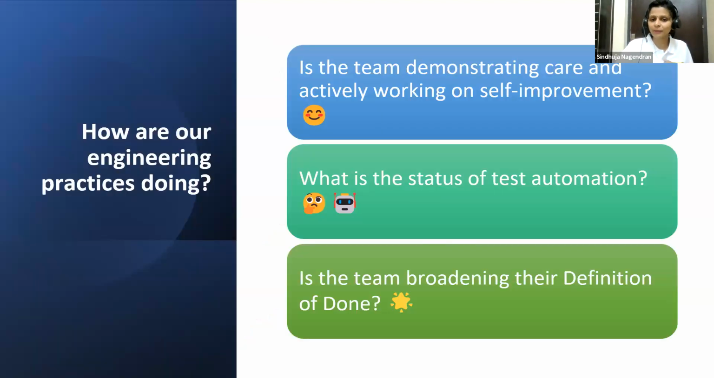How are our engineering practices doing? Is the team demonstrating care and actively working on self-improvement? What is the status of test automation? Is the team broadening their definition of done? Over a period, our definition of done should be good or the best. It should be a little bit rigid, because we are maturing, we are progressing. So the team is in the performing stage. At that time it should be broadened.